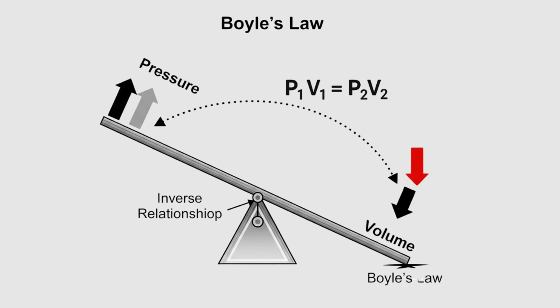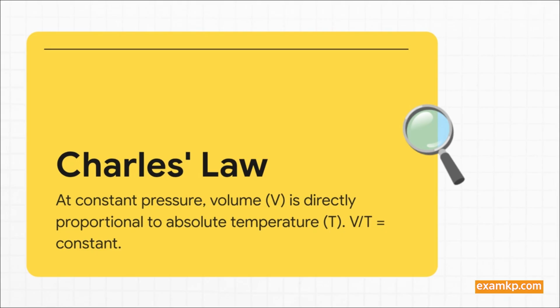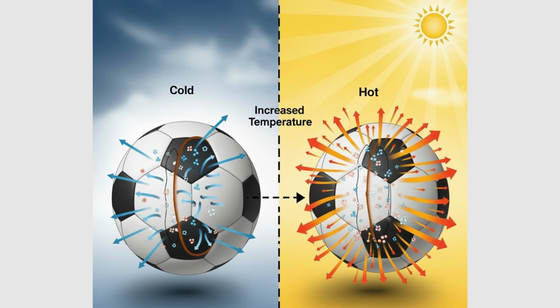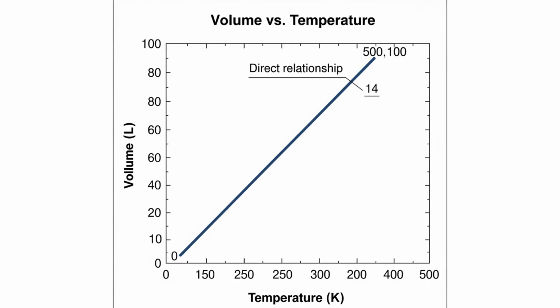Simple as that. Next is Charles' law. This explains why a football you leave out in the sun feels harder and bigger. When you heat up a gas, its particles start moving faster, they push outwards with more force, and that increases the volume. This time, it's a direct relationship.